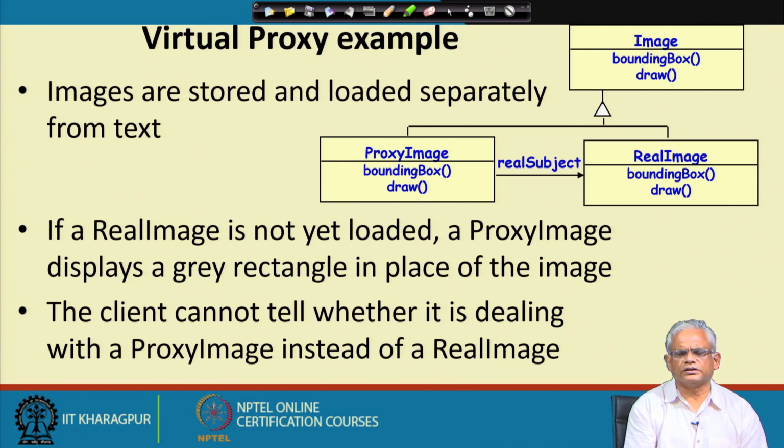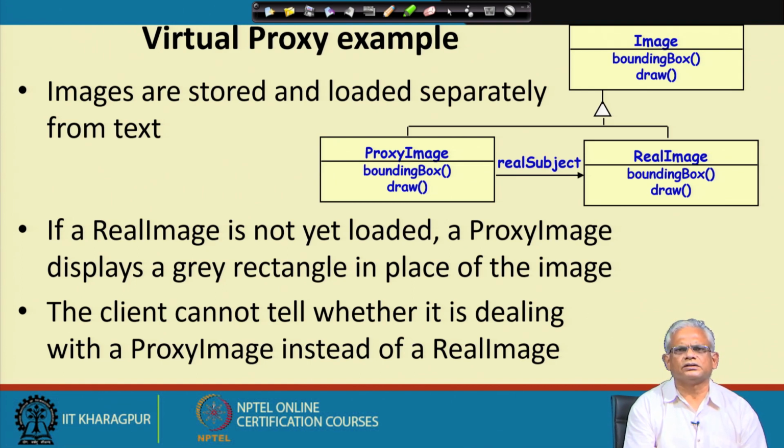But if the real image is not loaded, just the proxy exists, and the proxy may be a gray rectangle. Initially, as you change the page, you might just find a gray rectangle until the proxy gets loaded, because the proxy may take some time. They are heavyweight objects. You can see such a situation in many of the word processors.